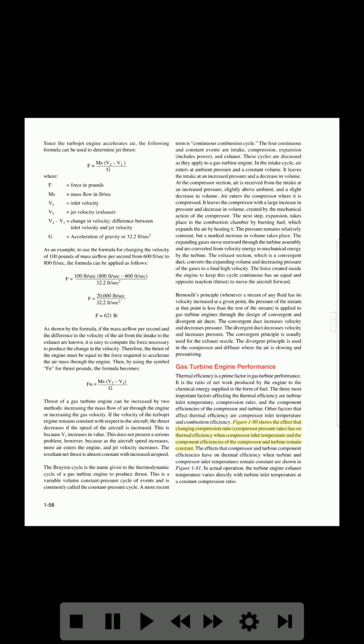Figure 1-80 shows the effect that changing compression ratio, or compressor pressure ratio, has on thermal efficiency, when compressor inlet temperature and the component efficiencies of the compressor and turbine remain constant. The effects that compressor and turbine component efficiencies have on thermal efficiency when turbine and compressor inlet temperatures remain constant are shown in Figure 1-81. In actual operation, the turbine engine exhaust temperature varies directly with turbine inlet temperature at a constant compression ratio.